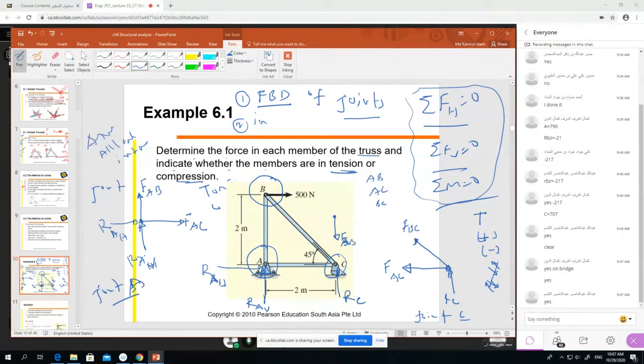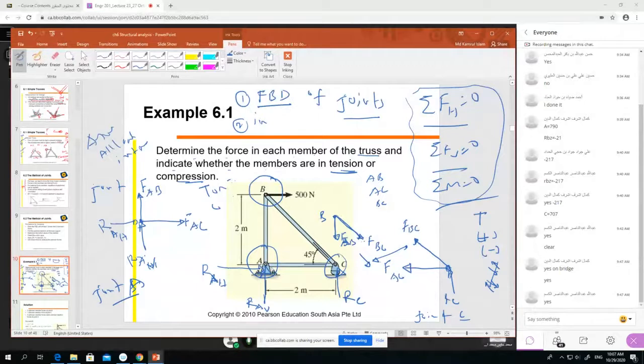FAB, because we don't know if it is compression or tension, so we assume it is tension. And similarly FBC, because we don't know if it is tension or compression, so we assume this is tension. Now remember this is BC, here tension, downward direction, right? And in joint C it is upward direction, right? So it is correct. It must also be in the opposite direction, otherwise it will not be in equilibrium. Be careful about this.